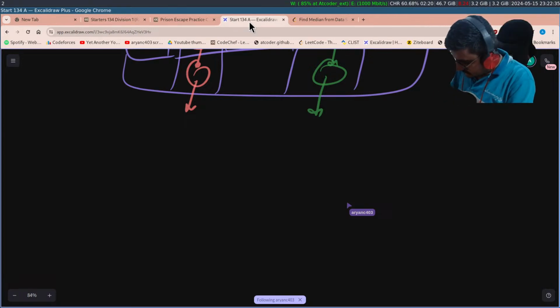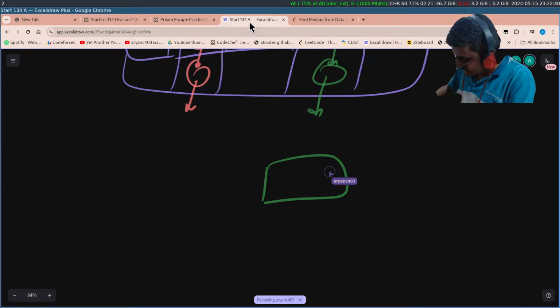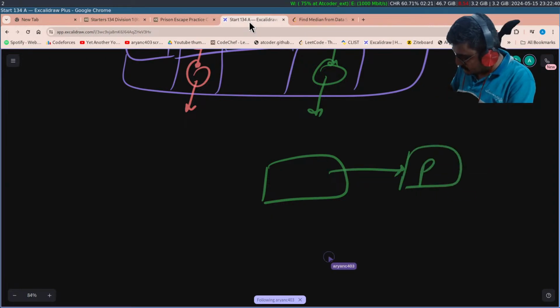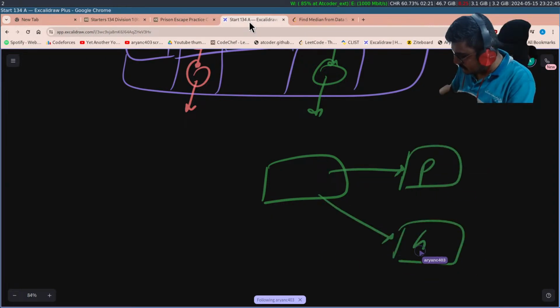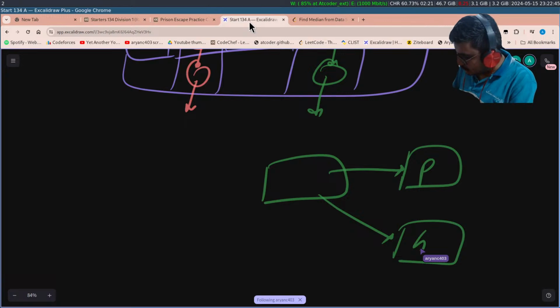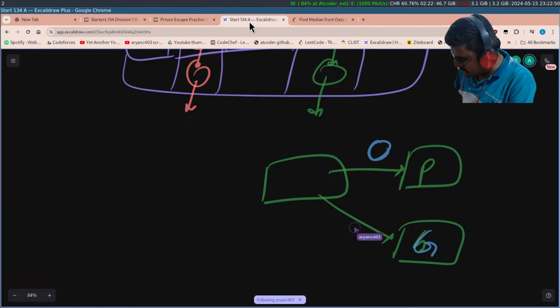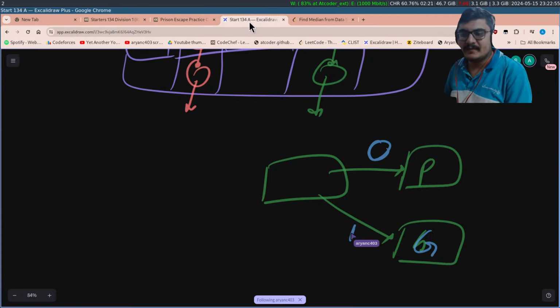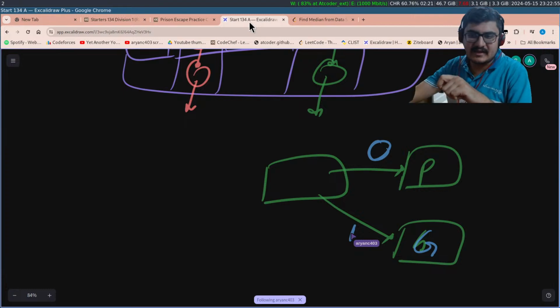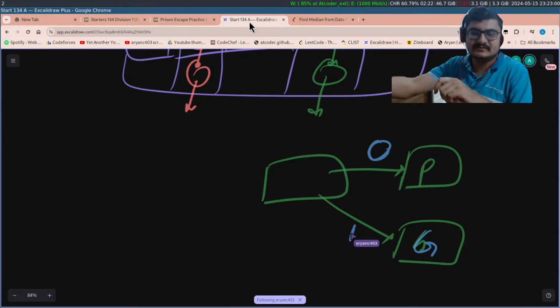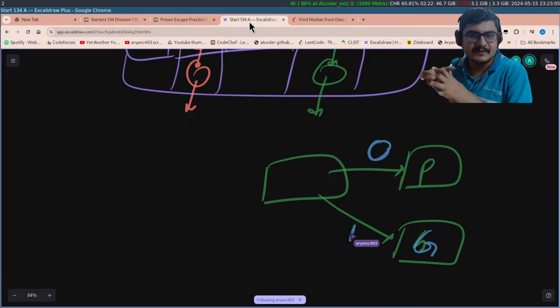So there is a position here, and the next cell can either be a prisoner or a guard. What we say is, if we go to the next prisoner place, there is an edge with cost 0. And if the next place takes us to a guard, the edge cost is 1. So whenever you land on a cell with a guard, the cost to jump on that cell is 1. And if you land on a prisoner cell, the cost to land on that cell is 0.